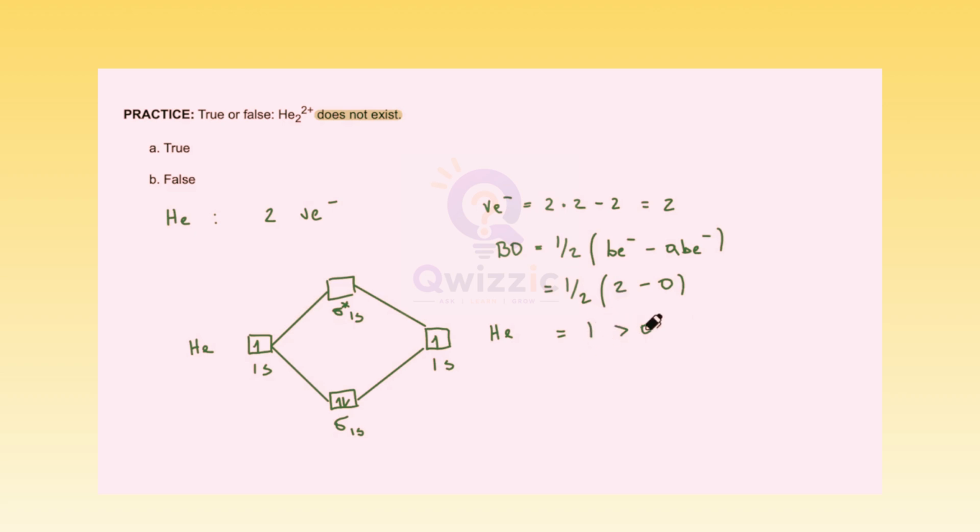If the bond order is greater than 0, then this structure is expected to exist theoretically. So we can say that the answer to this problem is false. Helium-2 with a 2+ charge is expected to exist because the bond order is greater than 0.